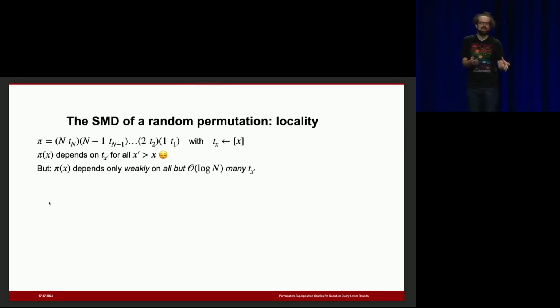However, the good news is it has some form of weak locality. So it only depends weakly on all but logarithmically many of these Tx prime. And let me explain what I mean by that.